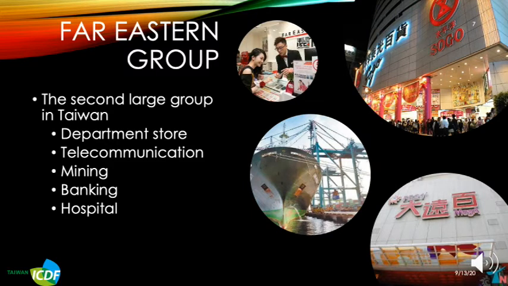This is the second biggest business group in Taiwan. We call it the Far Eastern Group. In Chinese, we call it 远东集团. As we mentioned before, Oriental Institute of Technology, the technology institution that I served for and the education students belong to, is part of this group.